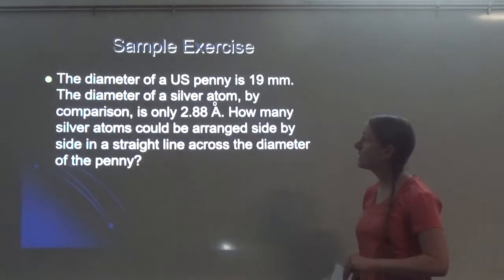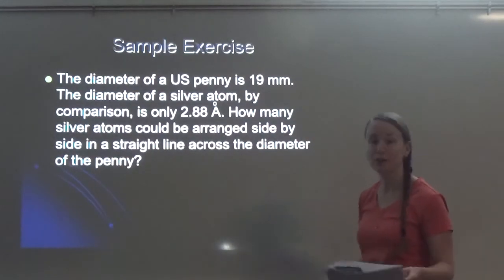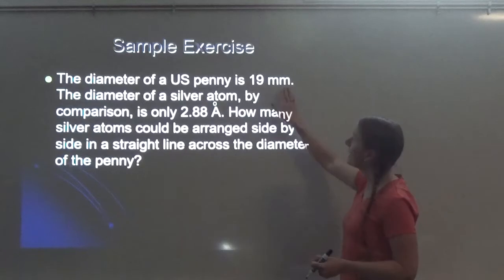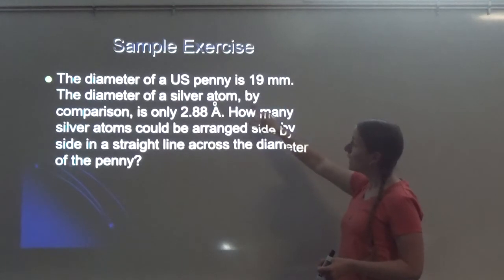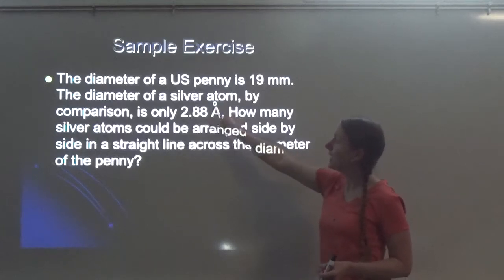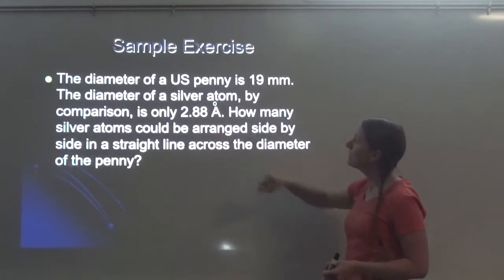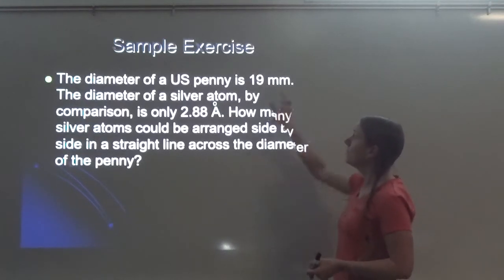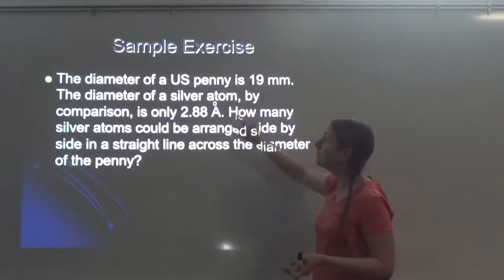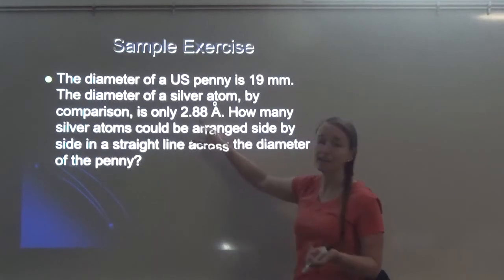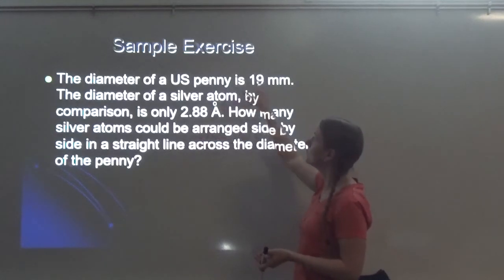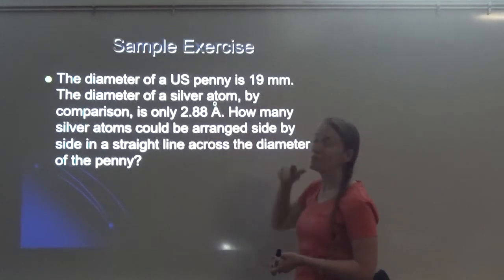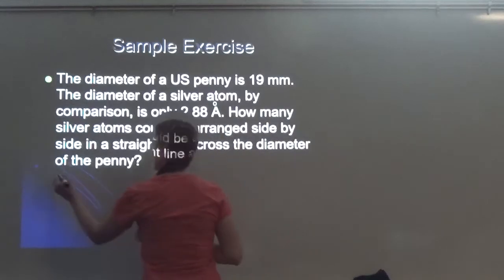So let's look at our first sample exercise. Let me get my answer out so you're not stuck watching me use a calculator a whole bunch. It says the diameter of a US penny is 19 millimeters. The diameter of a silver atom, by comparison, is only 2.88 angstrom. How many silver atoms could be arranged side by side in a straight line across the diameter of 1 penny? Well, we know the diameter of the penny is 19 millimeters, but the problem is they gave me the diameter of silver in angstrom. If I want to compare the silver to the penny, I need to get the units the same. So I need to change angstroms to millimeters first, and that's what I'm going to do first.